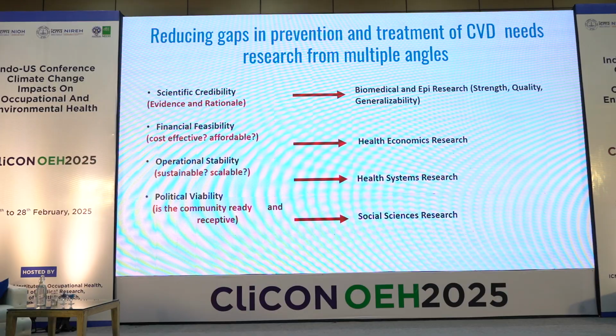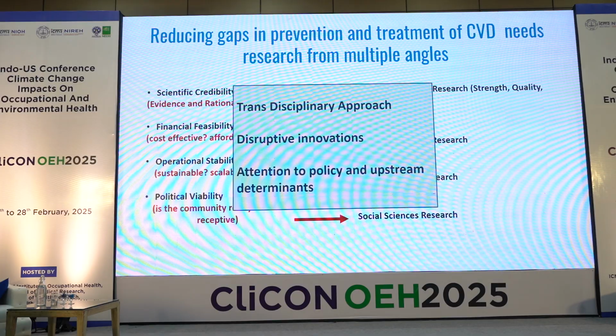First is we need to get that evidence, and for that we require epidemiological research. Second, if we're going to do mitigation, we need to understand the financial feasibility, so we require health economics research. Third, we need to look at the health systems, because these are the people who are going to give care. And we need people to actually demand that something needs to be done about air pollution and climate change, so you require social sciences research.